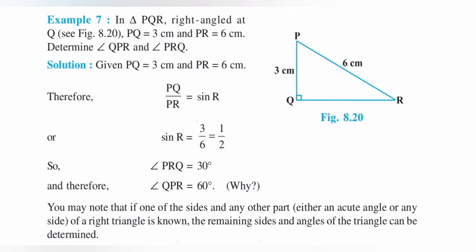Therefore angle QPR is equal to 60 degree. By angle sum property, you know the sum of interior angles of a triangle is always 180 degree. Since angle Q is 90 degree and you got angle R as 30 degree, you can find angle P is equal to 60 degree. You may note that if one of the sides and any other part, either an acute angle or any side of a right triangle is known, the remaining sides and angles of the triangle can be determined. So using trigonometric ratios we can determine the remaining sides as well as angles. This is how trigonometric ratios become useful.